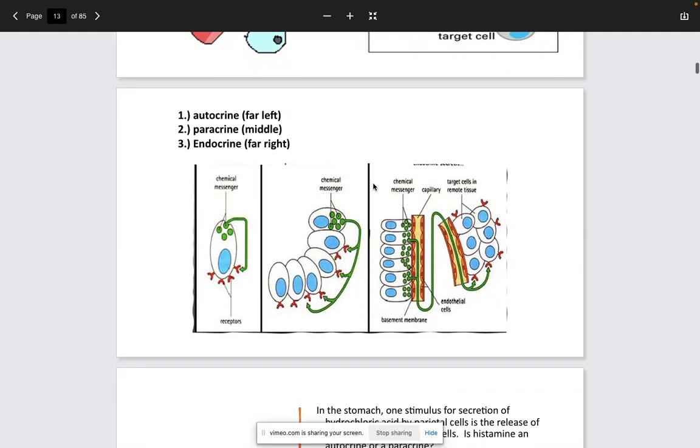Moving along here, we have the same picture. Again, just a different illustration for you guys. Autocrine, on the far left, is the chemical messenger coming in here, affecting the same cell. Remember, the target cells are located on the same cell. This is an example of paracrine messaging because, again, look at these target cells on neighboring tissues. And this is an endocrine function. As you can see here, you have a capillary network, and it is getting secreted through the capillary network to a different distant tissue site.